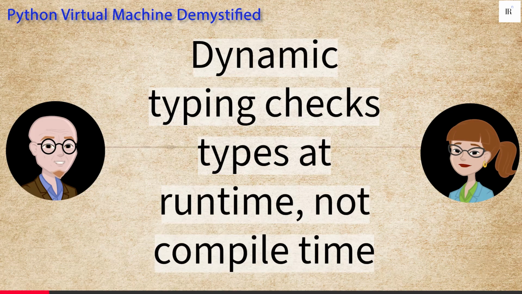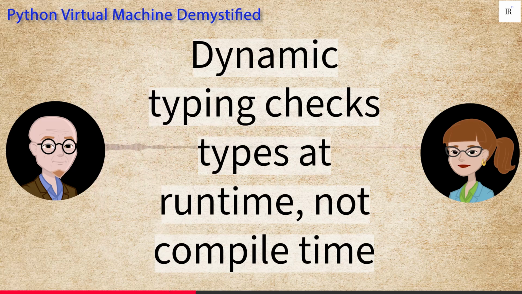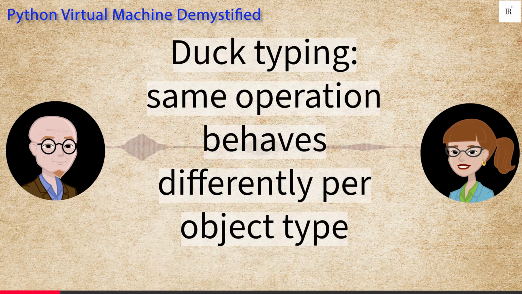Okay, memory management. What else? Dynamic typing. Python checks types at runtime, not compile time. The PVM makes this happen. When you do a plus b, the binary add opcode actually has to look at the types of a and b right then to decide: is this number addition, string concatenation, list merging? That's the flexibility we love, right? Duck typing. Exactly. It's called dynamic dispatch. The same operation can behave differently based on the objects involved.